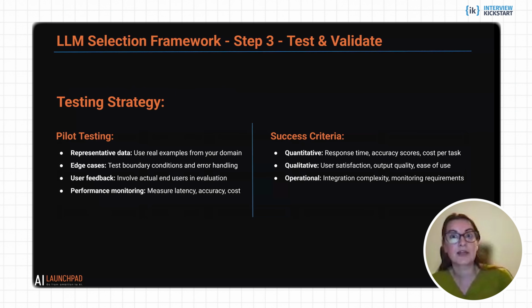Then we move to the testing and validation part of the process. This is where we actually use real examples from your organization. You would want to make sure to test some of the edge cases. It's very easy to test the most routine common cases, but it's important to think about a few edge cases. This is where you make sure you can handle any errors or unexpected behaviors and boundary conditions.